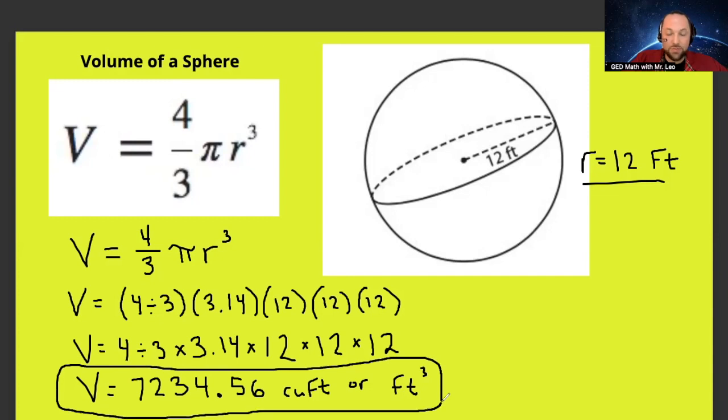Final answer here. If I have a sphere, it has a radius of 12 feet. That means it's 24 feet all the way across. That's pretty big. But inside that, you could fit over 7,000 cubic feet. That's 1 foot by 1 foot cube. 7,000 of those would fill that sphere.